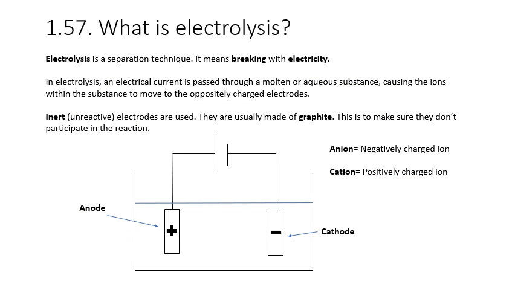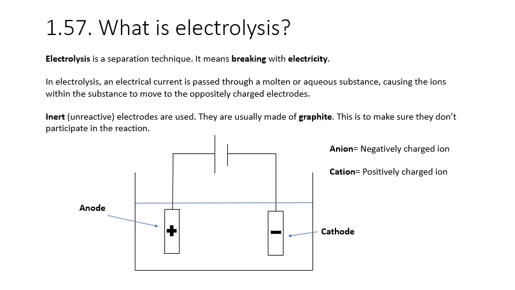But what actually is electrolysis? Well, electrolysis means breaking with electricity. And in a sense, what it really is a separation technique. What we're doing is separating the ions within ionic compounds. Now what we do is we pass an electrical current through a molten or an aqueous substance. And what this does is causes the ions within it to move to the oppositely charged electrodes. Just a note, we use inert electrodes, which are unreactive, normally made of graphite. This is just to make sure that they don't participate in the reaction.